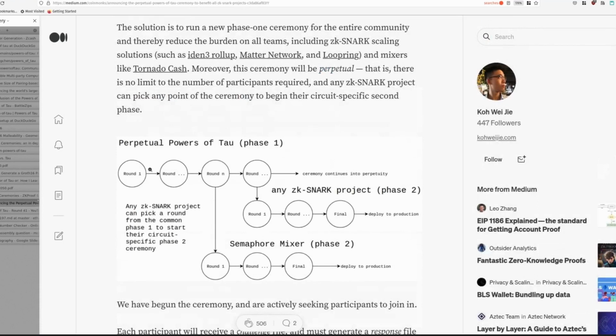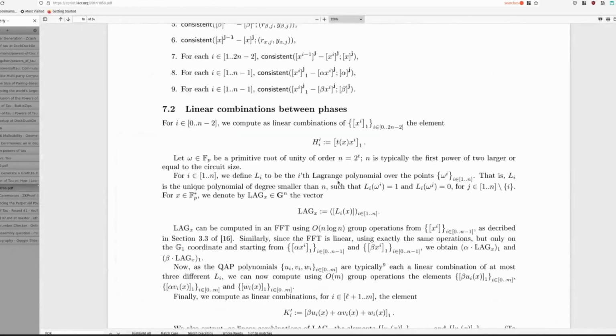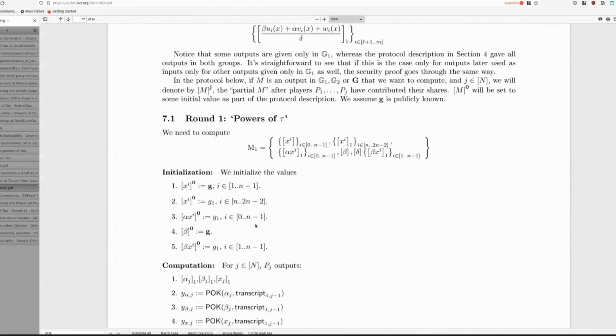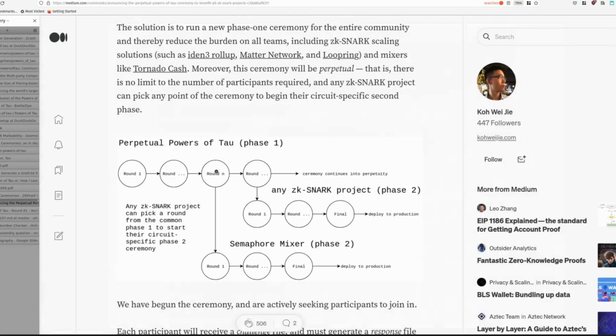So, and also this guy is abusing the words here. Round 1 in this particular article is not the same as a step or a round, he swapped round and phase. Yeah, exactly. So anyway, this chain at the top here is the powers of Tau, which is what they were talking about in the paper, round 1, and what we'll look at in the code.